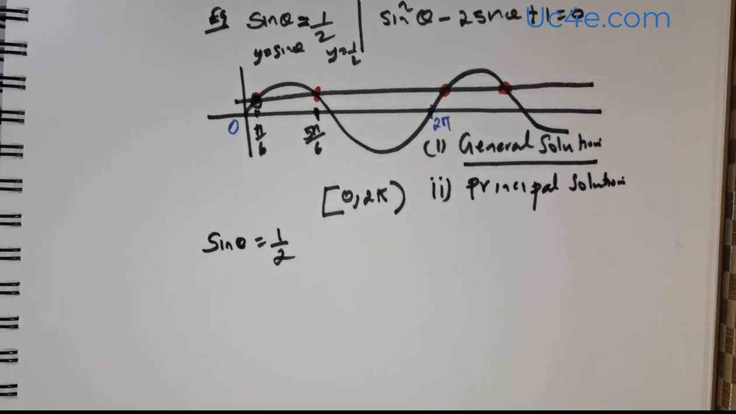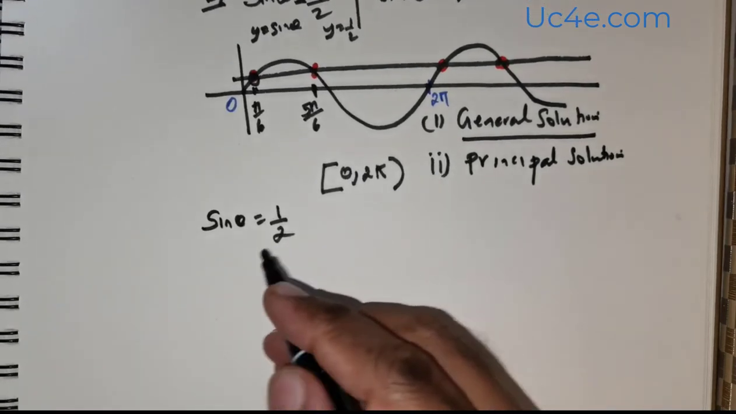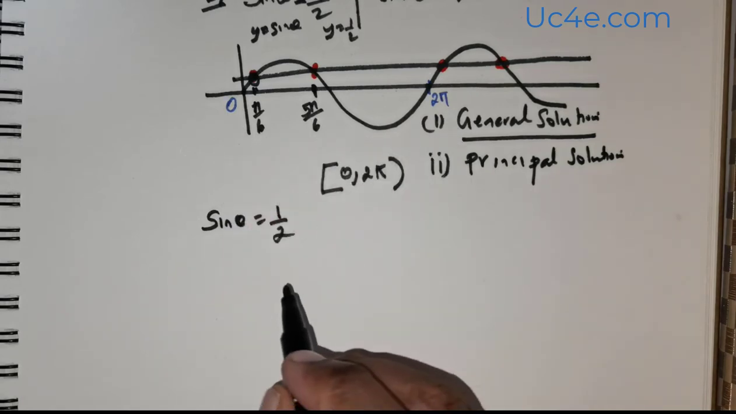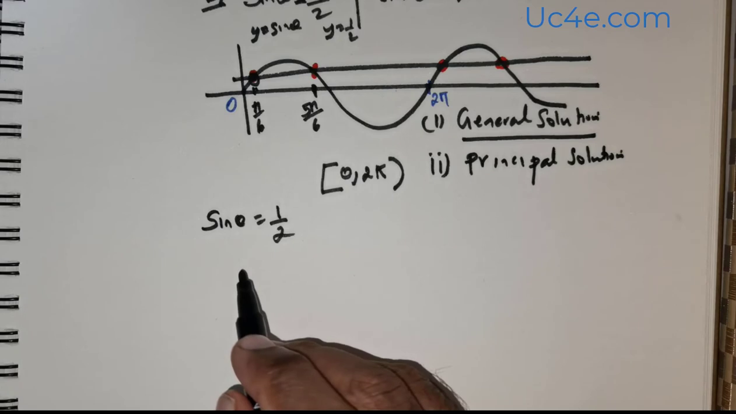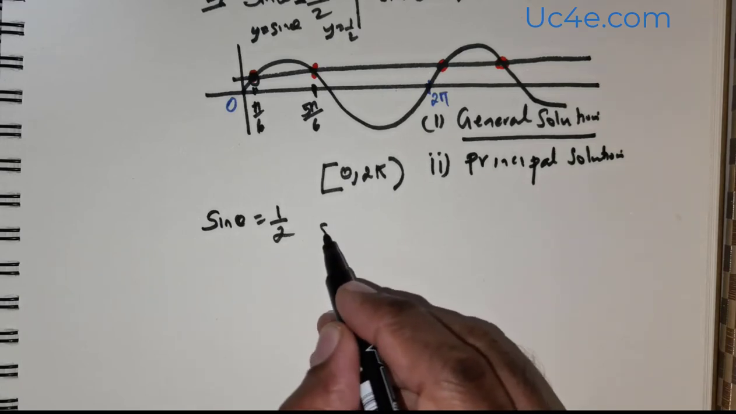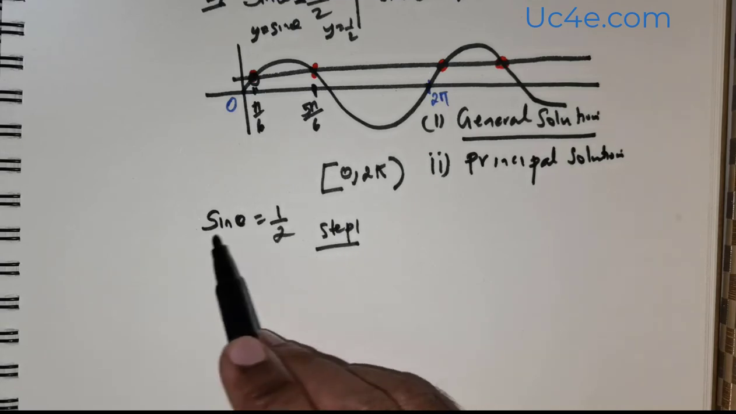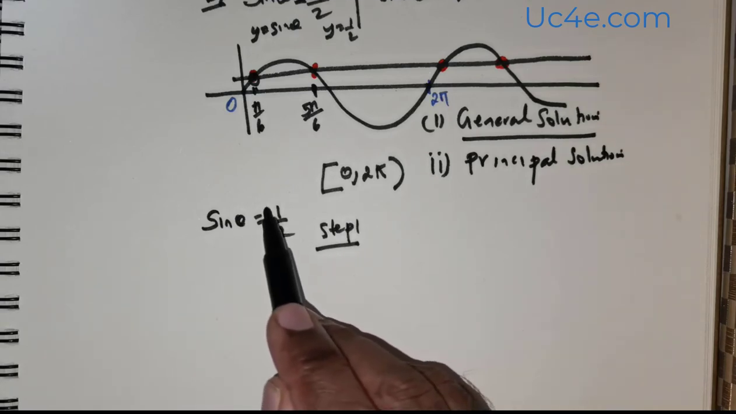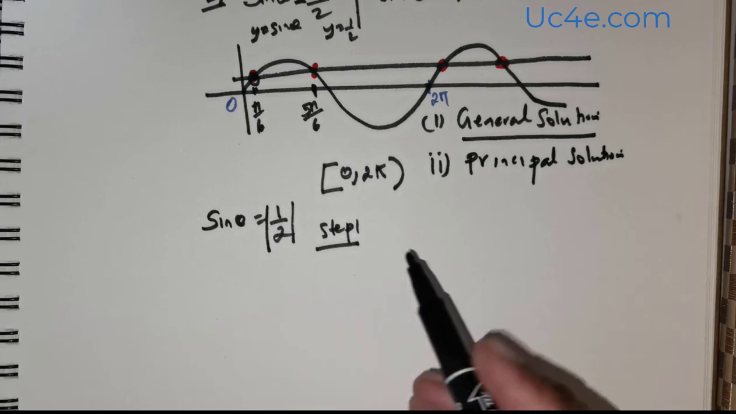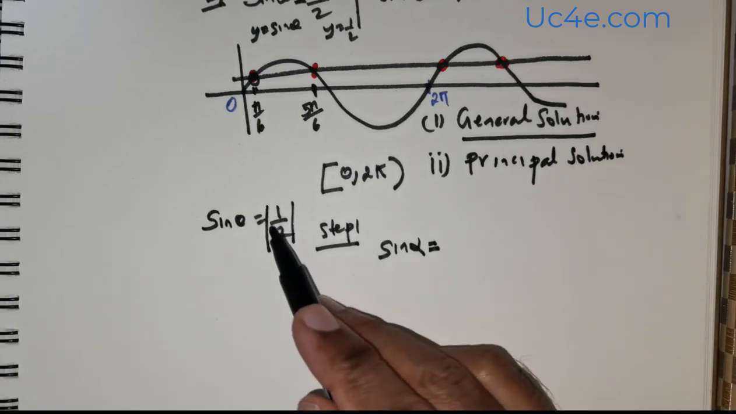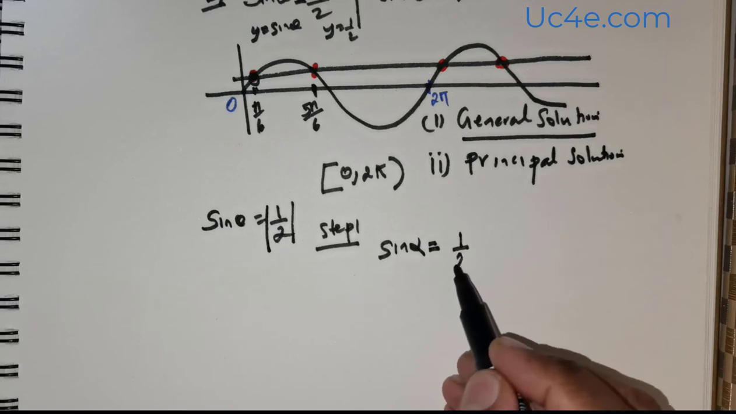So what I wish to do here is give you an alternative technique, without the use of graphs, to obtain the principal solution. Now foremost, this particular method has 3 steps. The first step is, whatever be the equation given to you, take the modulus sign and then write that as sin alpha. Okay, so mod of 1 over 2 is going to be positive 1 over 2.